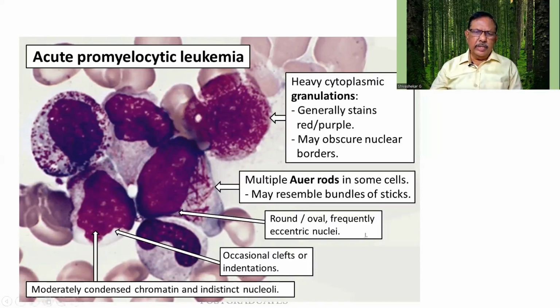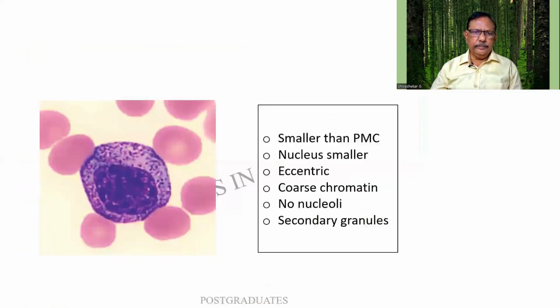So it is one stage of a leukemia. I shall not be going into it. So this is again a cell that is smaller than the promyelocyte. It is again about 3 times larger than the RBC. Cytoplasm has got granules. Nucleus does not show any nucleoli. There is a condensation of the chromatin. It is eccentric, coarse chromatin, no nucleoli, and secondary granules according to the nature of the cell. It can be eosinophilic, basophilic, or neutrophilic myelocyte.